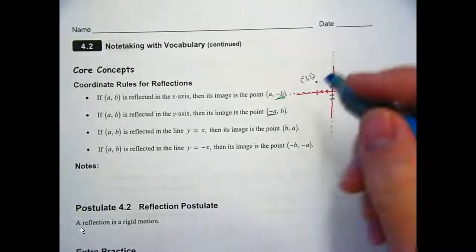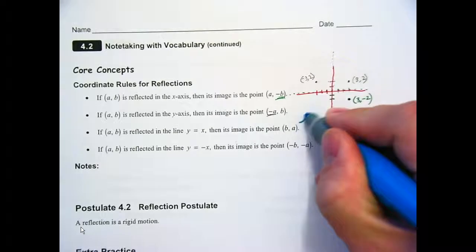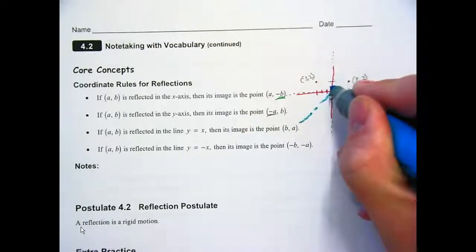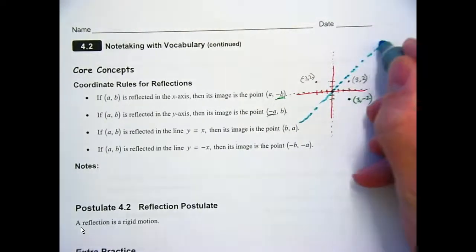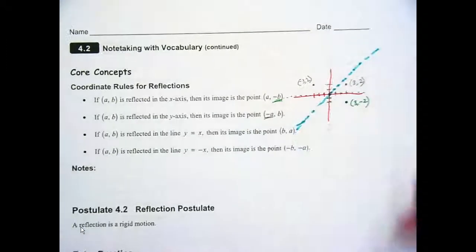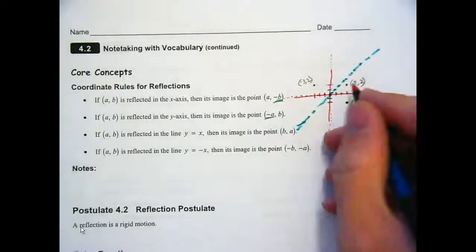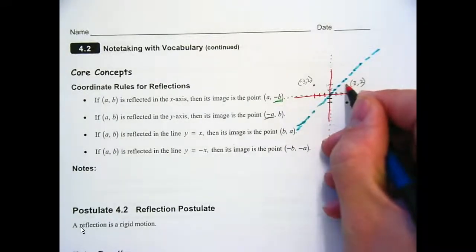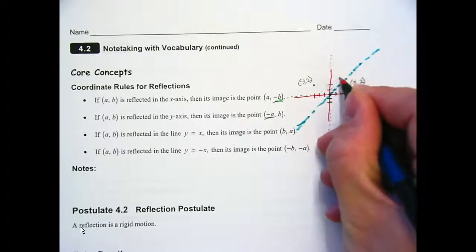For those of you who don't know, this line right here is y equals x. It goes through 1, 1, 2, 2, 3, 3, 4, 4, 5, 5, and so on. It is that diagonal that goes that way. If I reflect across that diagonal, the point has to cross at a right angle. It moves in that direction.